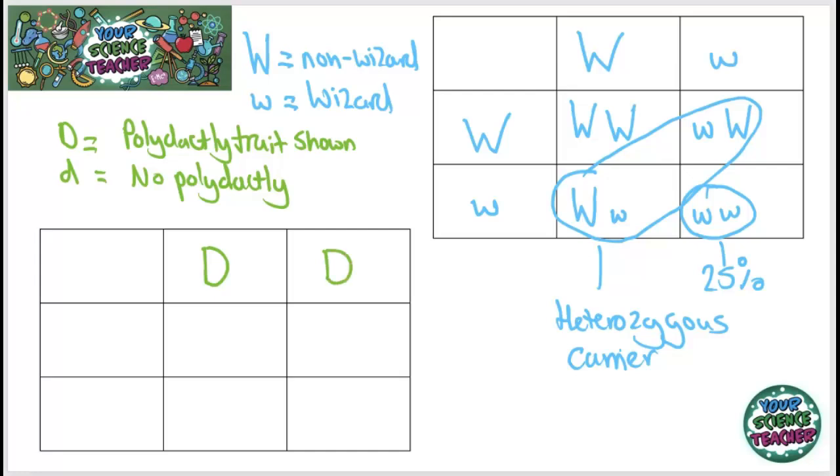And if another parent does not have polydactyly at all, then that would mean they'd have to have both alleles that code for not polydactyly. Then if I complete the Punnett square here, big D, big D, big D, D, and then small d going in there, then if you have a look at that Punnett square, you will see that there is no chance that a child could be born without polydactyly if you have a homozygous polydactyly parent.